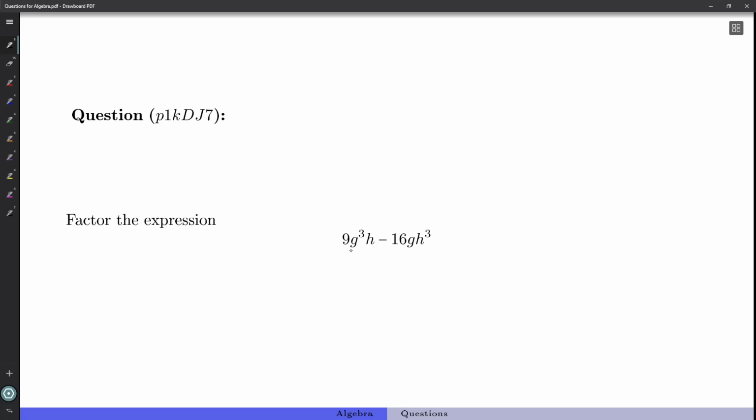Factor the expression 9g cubed h minus 16gh cubed. Okay, so this is just an innocent, hey, let's factor this. What can we do? Well, it's not a quadratic sort of thing. I don't see x squared. I mean, traditionally it's x, but we could be looking for m squareds or anything like that.